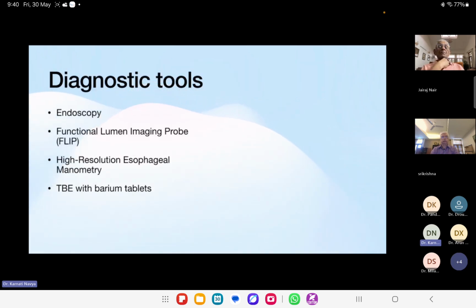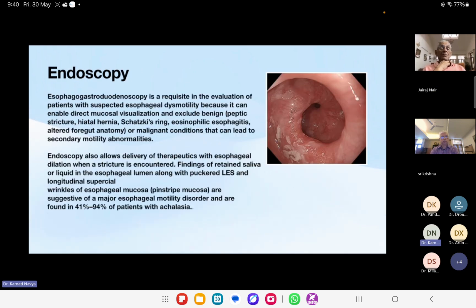The diagnostic tools for esophageal pathologies are endoscopy, functional lumen imaging probe, high-resolution esophageal manometry, and barium esophagram with barium tablet. In endoscopy, esophagogastroduodenoscopy is a requisite in the evaluation of patients with suspected esophageal dysmotility because it directly enables mucosal visualization and can exclude benign conditions like stricture, hiatal hernia, or esophagitis, or any malignant conditions that can lead to motility disorders.